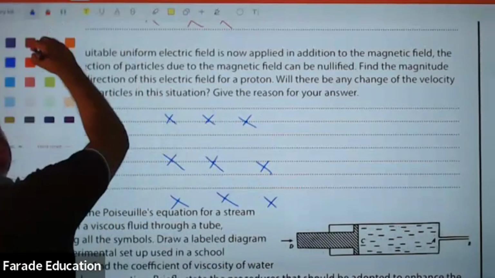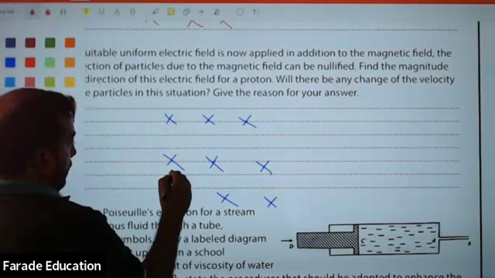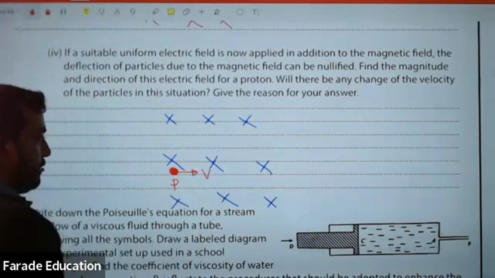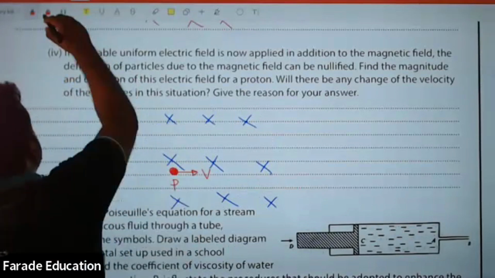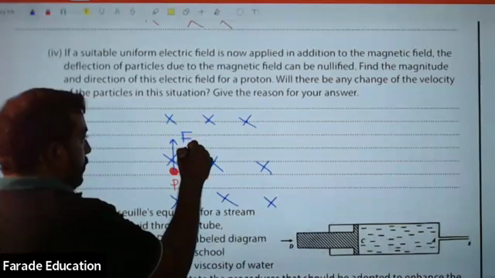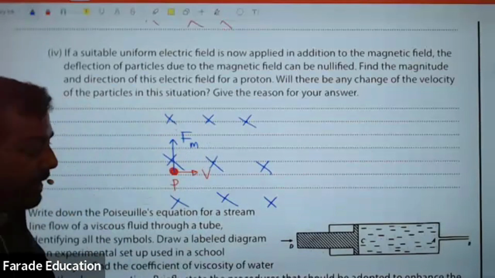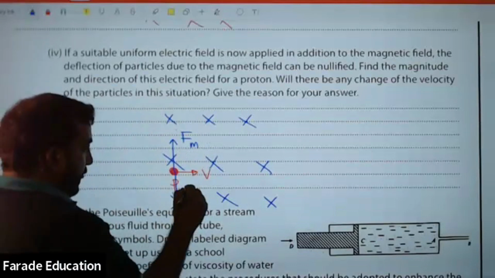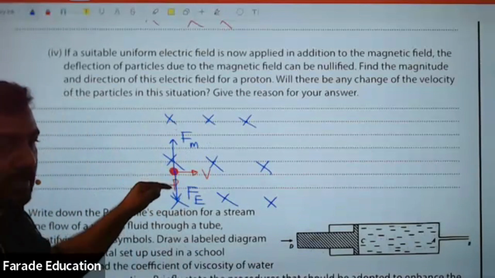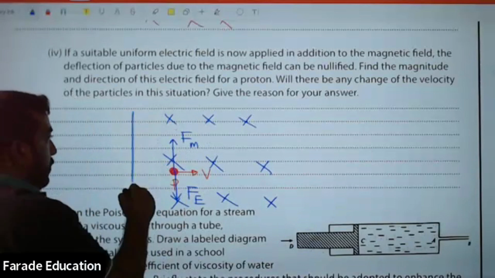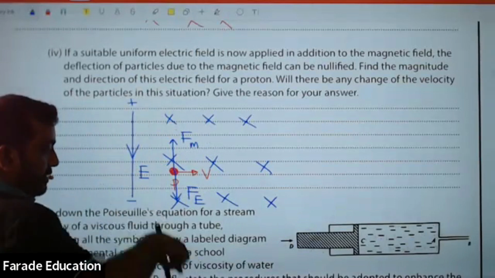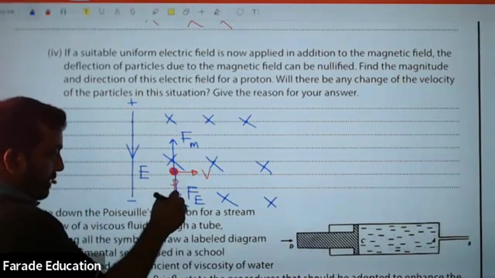If we take a proton traveling this way, the magnetic force will act in the upward direction. So how do you nullify this? Nullify this means there should be an electric force acting downward. Positive charges, protons, are attracted to the negative. So the electric field should be downward, because the electric field travels from plus to minus. Down you have negative, so the proton is attracted to the negative.